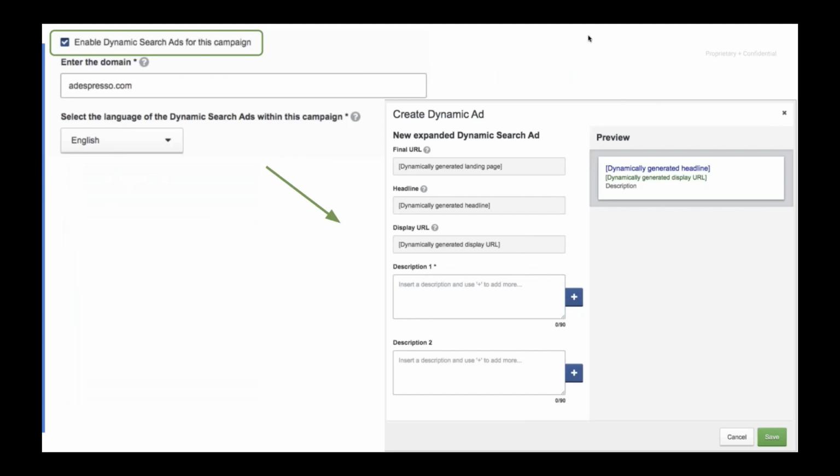And again, great news, we do have that option in our AdEspresso interface. So you can see here, this is a place you can actually implement those.